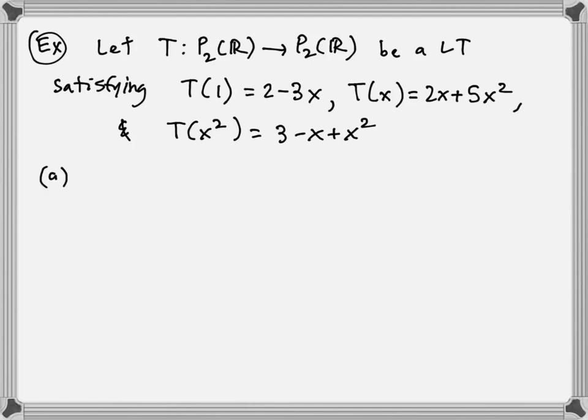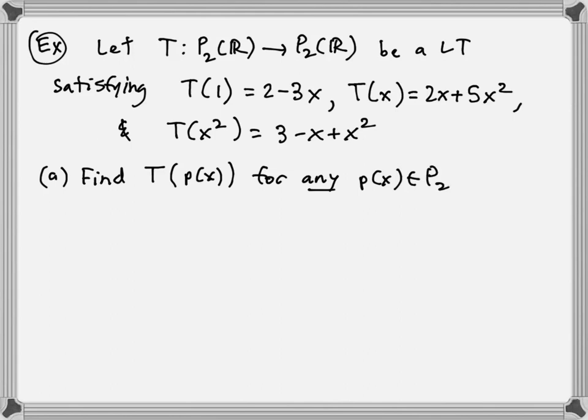First, let's find T of p of x for any p of x in P2 of R, and B, let's find T of a particular polynomial, 19 minus 6x minus 12x squared.